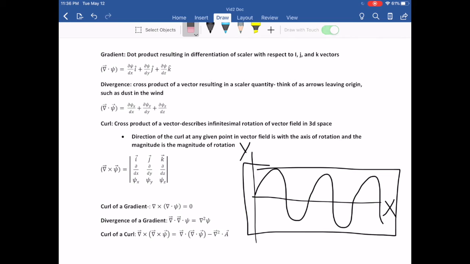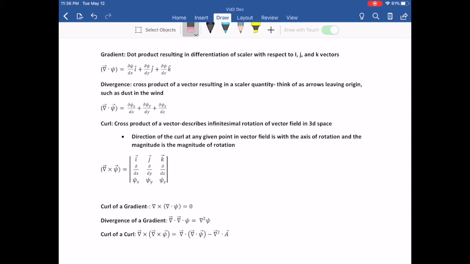So, as you can see here, I have a few identities that will also be useful to us, as well as some that may not be useful to us. In this derivation, the main identities that we will be taking into account will be the curl, as well as the curl of a curl.